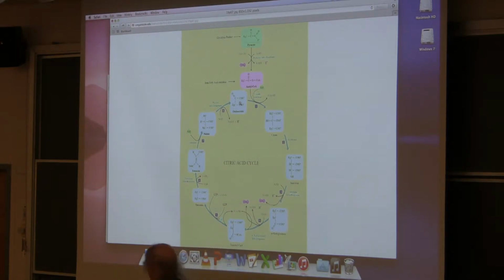Students sometimes get confused when they discover, for example, that the 2 carbons that you put in are not the 2 carbons that you lose. The 2 carbons that you added don't start getting lost until the second time around the cycle.